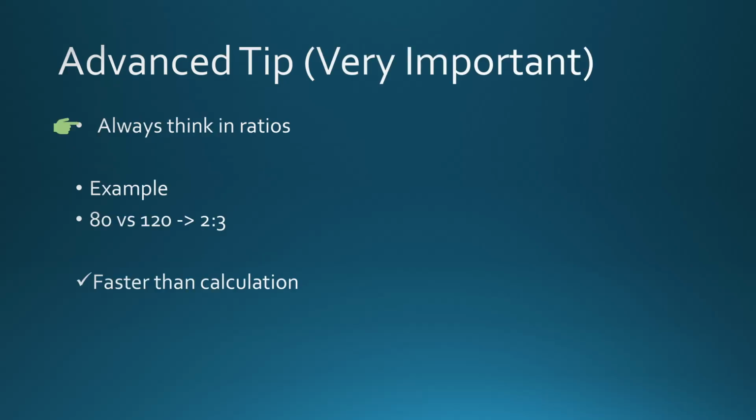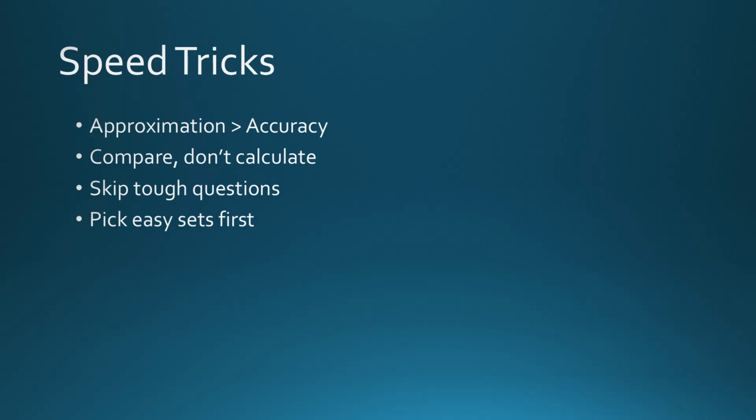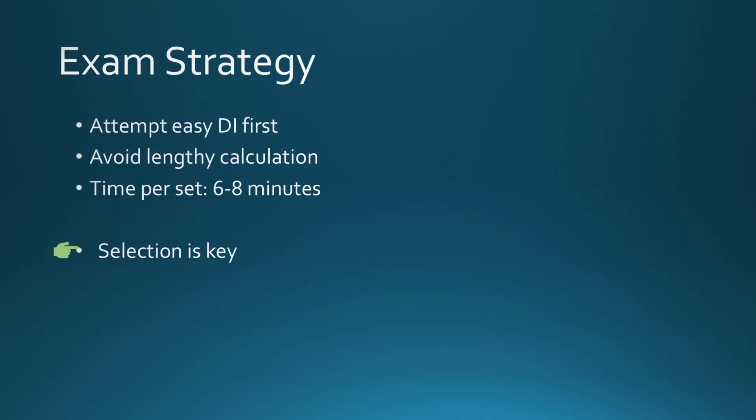In the actual CAT exam, not every DI set is worth solving. Pick the easy set first. Spend around 6 to 8 minutes per set. Smart selection matters more than solving everything.